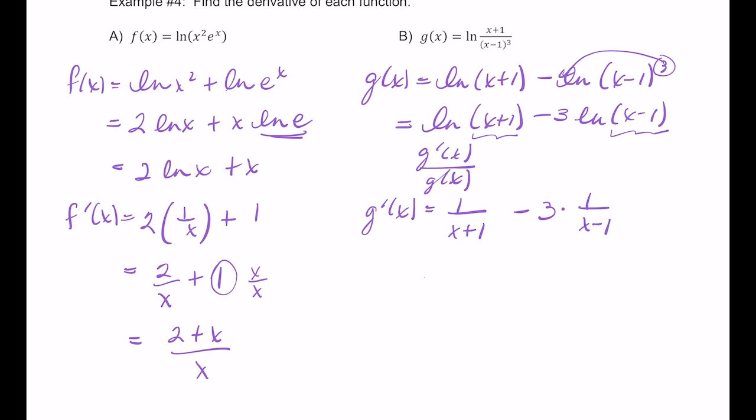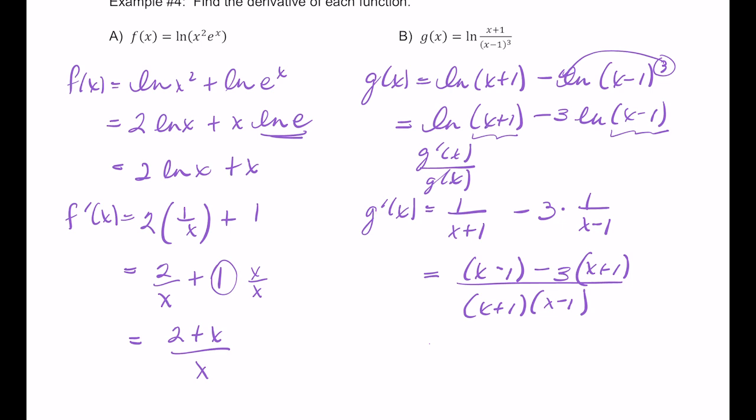Okay, and then I would need a common denominator. So my common denominator would just be x plus 1 times x minus 1. Okay, I'm going to multiply this top part by x minus 1. So 1 times x minus 1 just gives me x minus 1. And then I have minus 3 times, I'm going to multiply this by x plus 1 over x plus 1. So I would just have 3 times x plus 1 there.